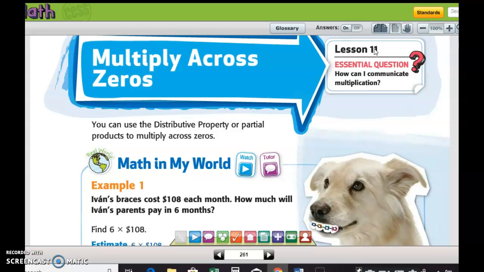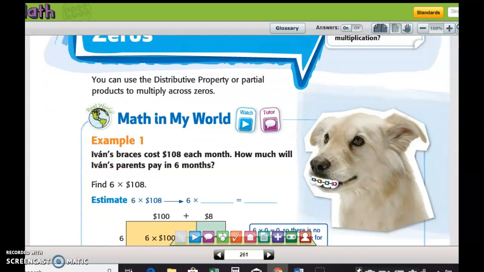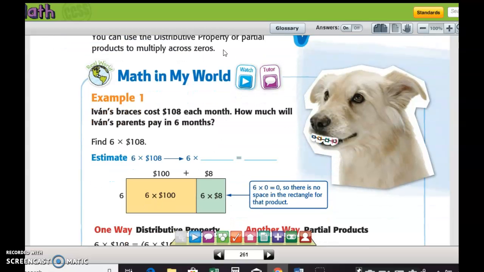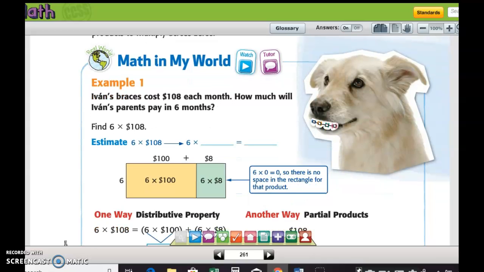Lesson 11, the last lesson of Chapter 4, multiplying across zeros. You can use the distributive property or partial products to multiply across zeros. So these are two strategies that we've already practiced, but we're going to add in the complication of zeros in the problem, which can be tricky when multiplying.